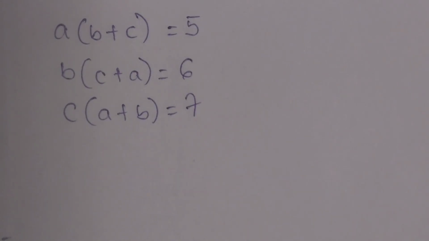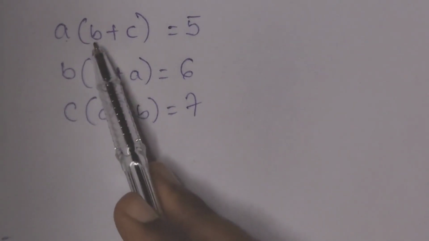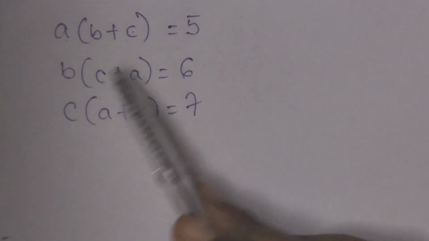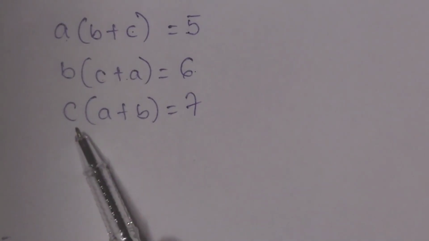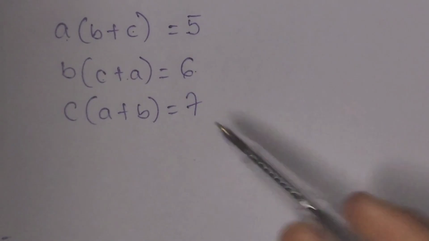So today we have a very interesting math problem to resolve. We have a times (b plus c) equal to 5. We have b times (c plus a) equal to 6. And we have c times (a plus b) equal to 7.